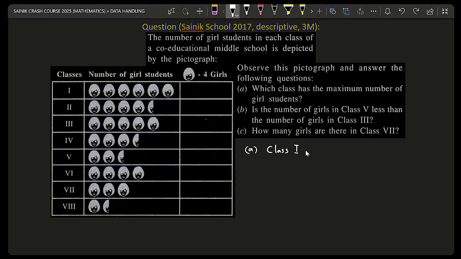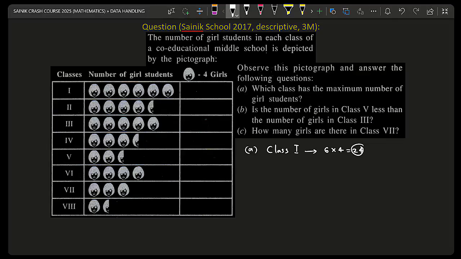But if I ask the number of girls in class 1, what will you say? Sir, 6 into 4. There are 6 faces, each face representing 4 girls. 6 fours are 24. The strength of class 1 is 24. Very good, Daksh.